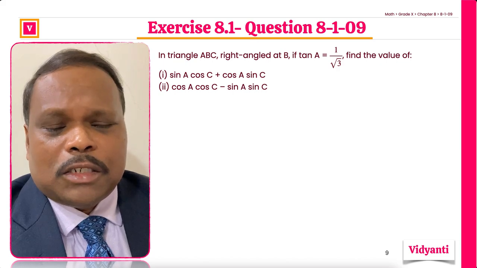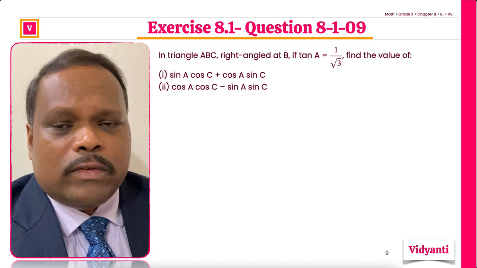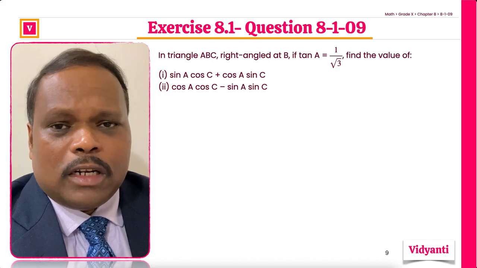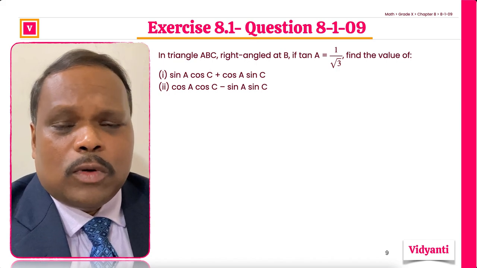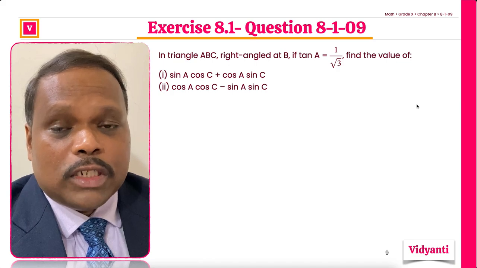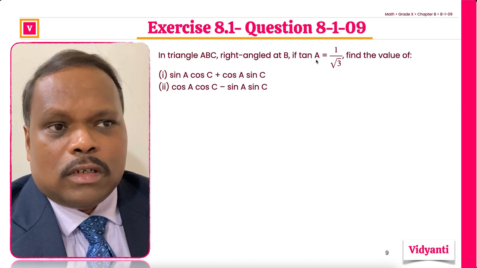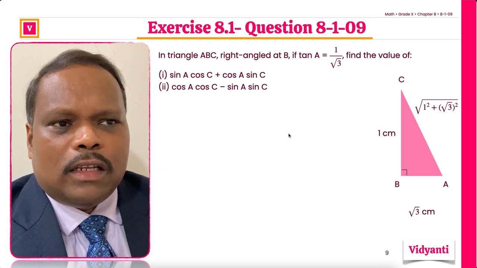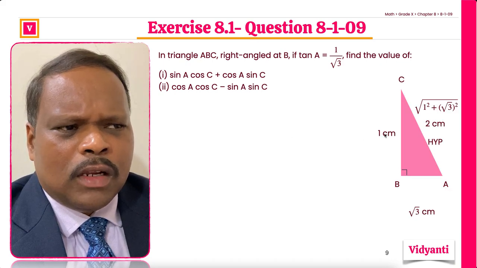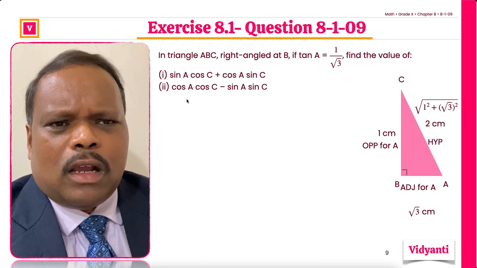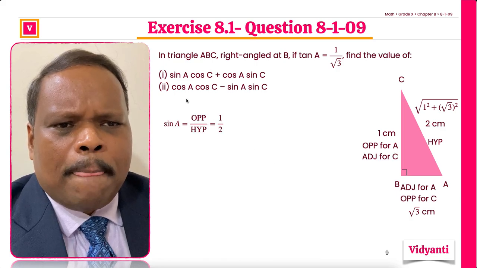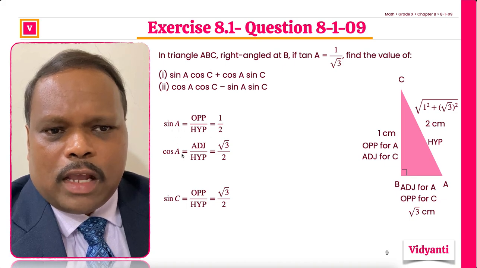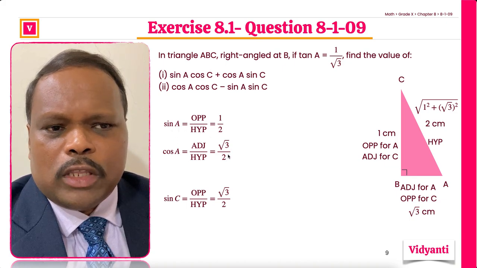The triangle construction is for weird, non-standard values which don't belong to the table, belonging to Pythagoras triplets and so on. But here 1 over root 3 is a standard value, which gives us the conclusion that A itself is 30 degrees. Once we know that A is 30 degrees, we can calculate sine of 30, which is half, and cosine of 30 is root 3 by 2.